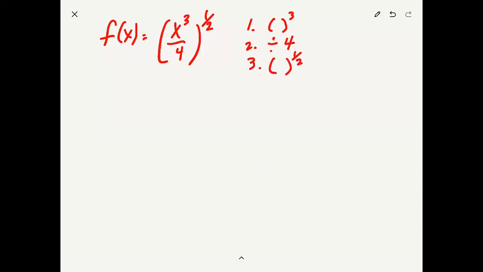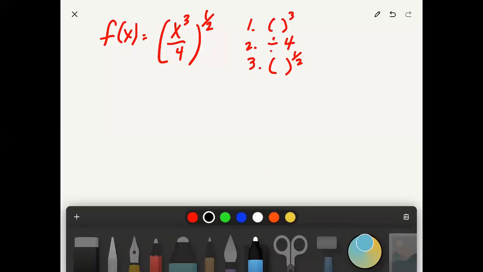All right, so now we're going to do the inverse. The inverse of taking the square root is basically squaring. The inverse of dividing by 4 is multiplying by 4. The inverse of raising something to the third power is to take the third root. We're going to do that first, second, third.